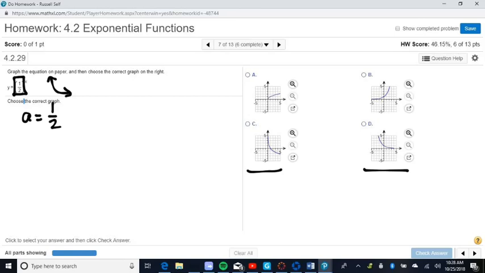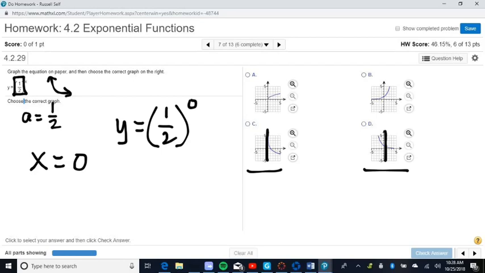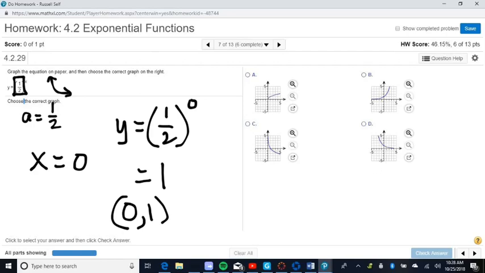And the easiest way to do that, as long as they're both crossing the y-axis, is to choose x equals 0, because anything to the 0 power is always 1, right? So if you do that, it's y equals 1/2 raised to the 0 power, and anything raised to the 0 power is 1. So that gives you the point 0, 1. Okay? So if you start looking at your graphs here, we can simply choose the one that looks like it's going through 0, 1. So if you look at C, right, it's the right shape going down like that.